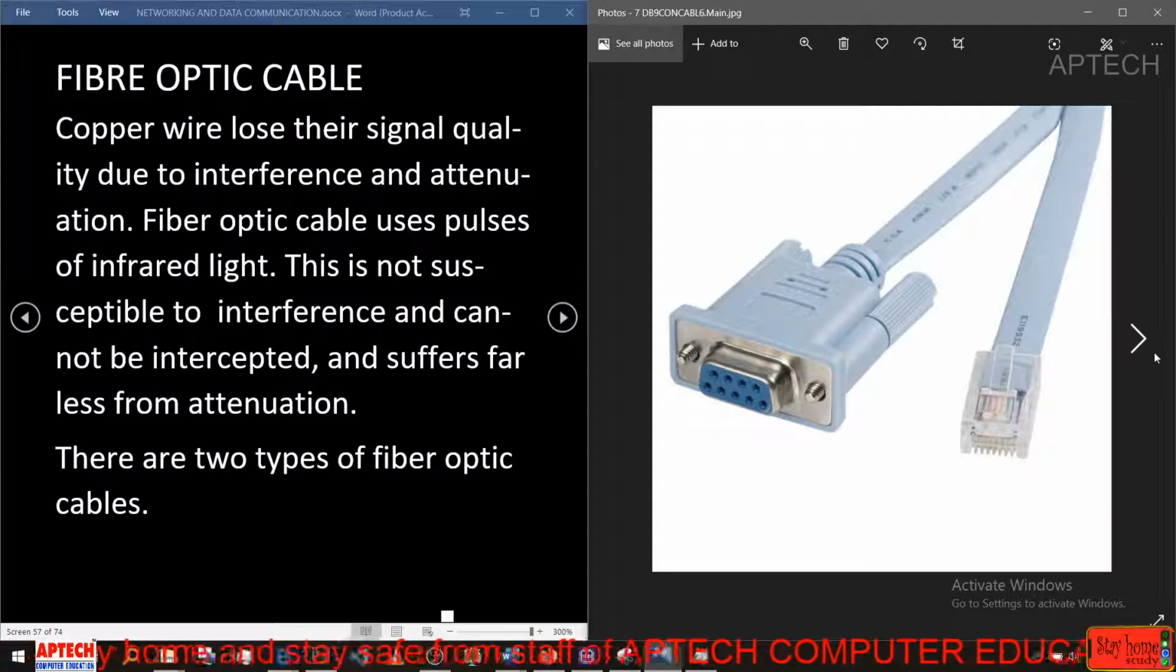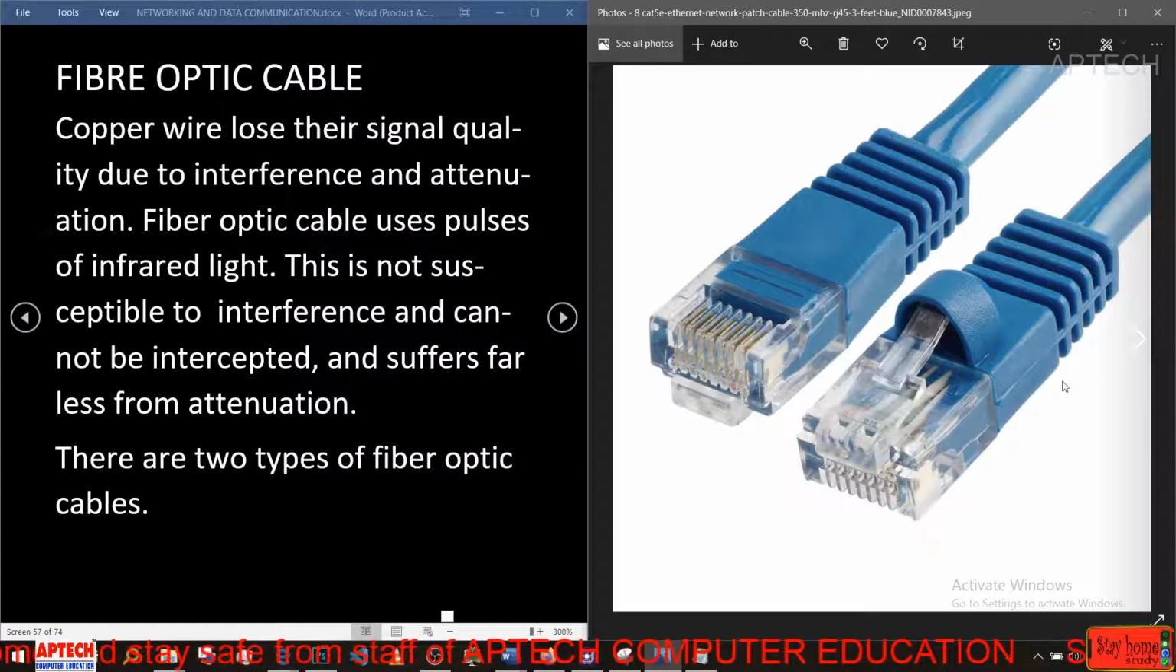Now, this is how an Ethernet cable looks. As you can see, if you count the pins, it's 1, 2, 3, 4, 5, 6, 7, 8. So there are 8 pins for the Ethernet cables.